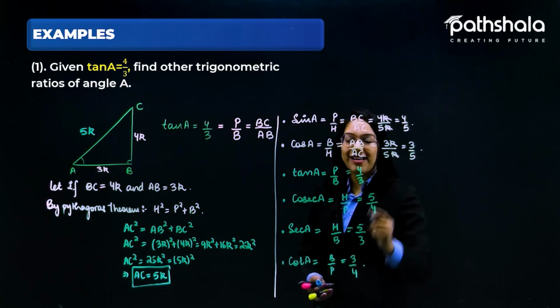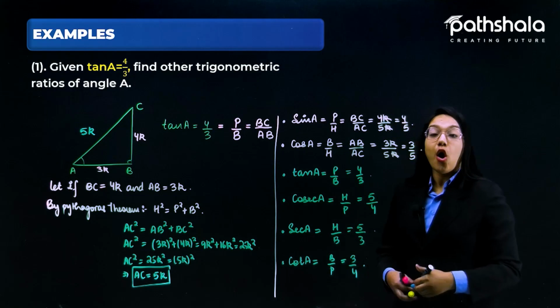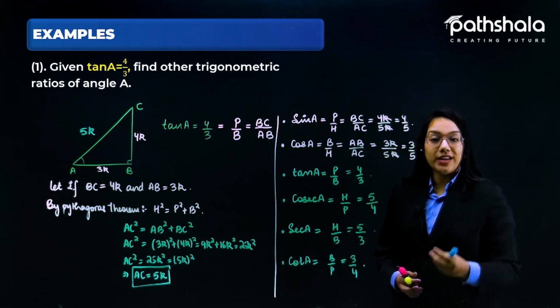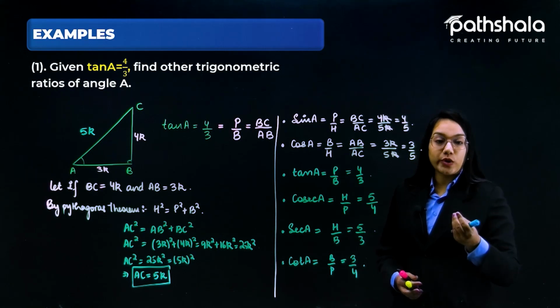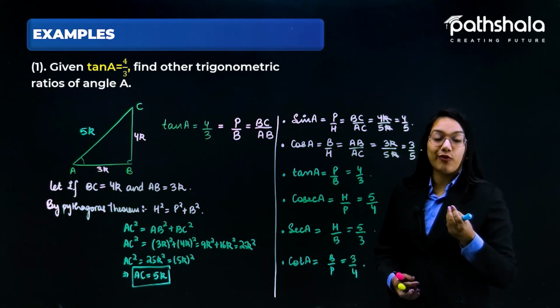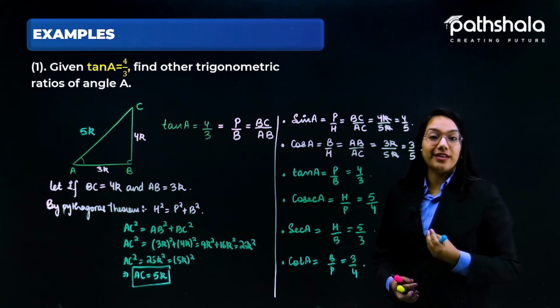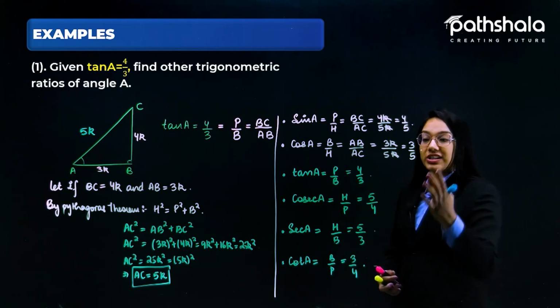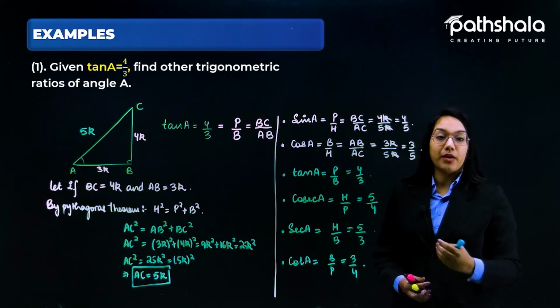So hence these are all the trigonometric ratios of the angle A. As you can see, using only one given situation in which we have tangent of A as 4/3, we have calculated the other trigonometric ratios for the angle A. So this is all about example number 1.